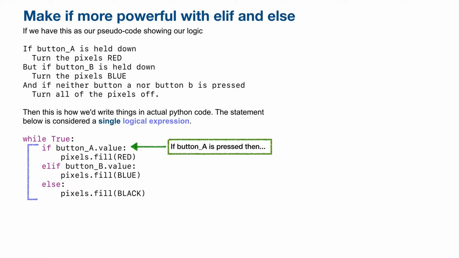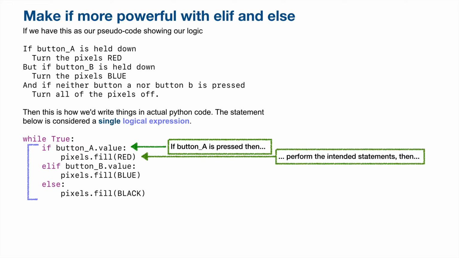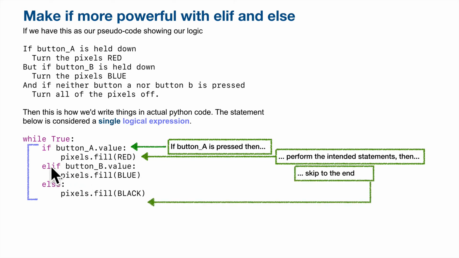So if button A is being pressed, if that's true, then we're going to perform all of the indented statements. There's only one indented statement here, which means turn all of them red. And then once we're done, we're going to skip the rest of the statements in here after elif, after else, and we're going to go all the way to the end, and start while true again, listening to see if we have button A pressed or button B pressed or none of those conditions.